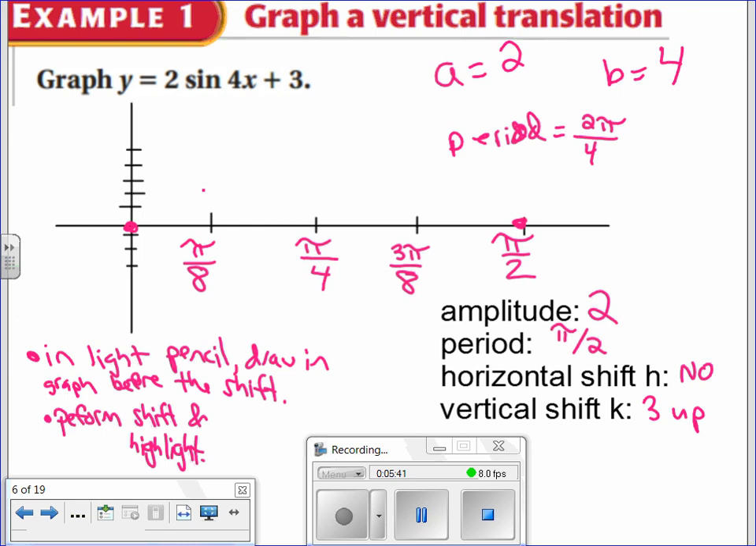We're gonna hit our maximum peak at 2 at the first hash mark. We'll be back to 0 by the second hash mark. We'll be down at -2 by the third hash mark. And we'll be back to 0 at the end. So this is light pencil. I'll just use a dotted line. Really light pencil.